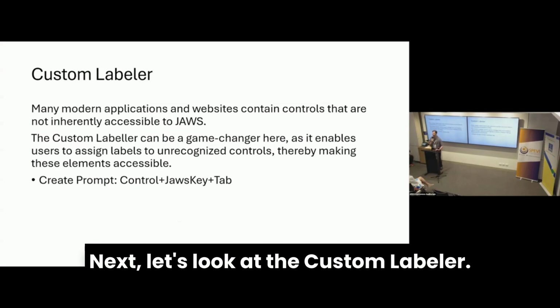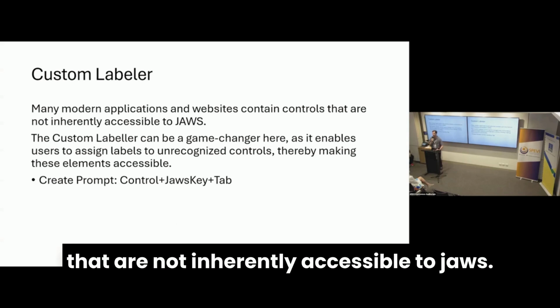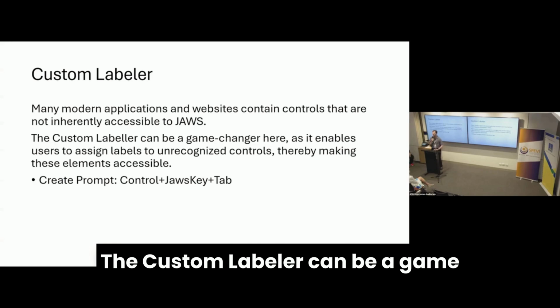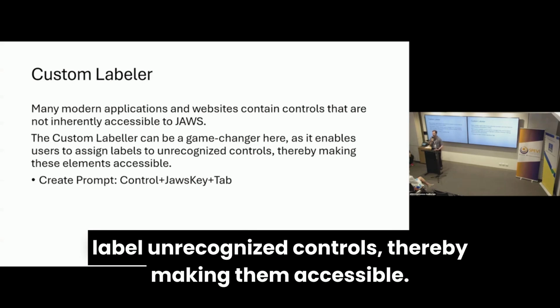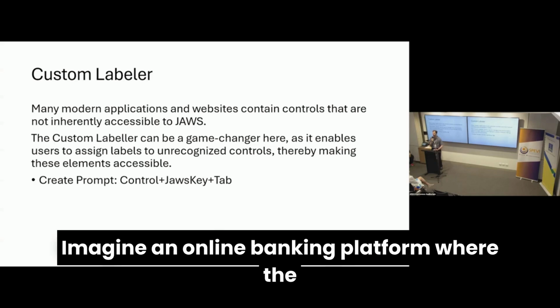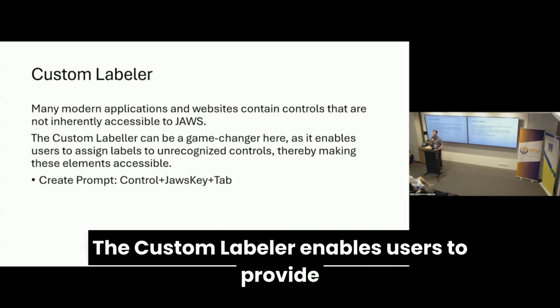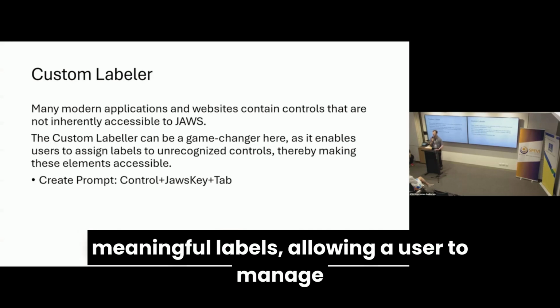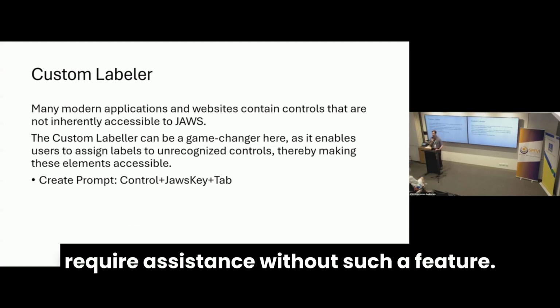Next, let's look at the custom labeler. Many modern applications and websites contain controls that are not inherently accessible to JAWS. The custom labeler can be a game changer here, as it enables users to label unrecognized controls, thereby making them accessible. Imagine an online banking platform where the buttons are either unlabeled or poorly described. The custom labeler enables users to provide meaningful labels, allowing a user to manage their finances independently, a feat that might require assistance without such a feature.